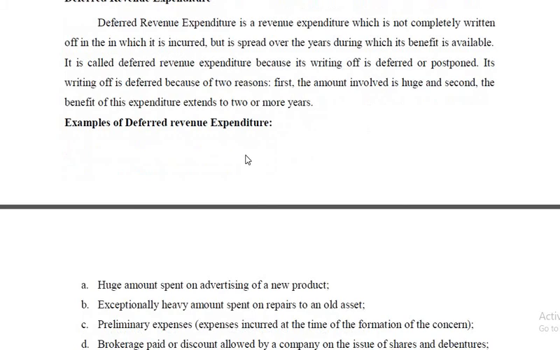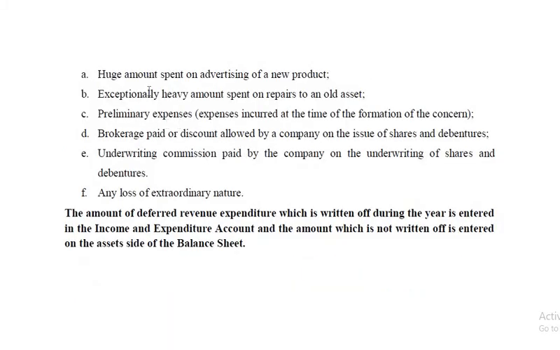Now, what are the examples for deferred revenue expenditure? Number one, huge amount spent on advertising of a new product. When you launch a new product, you incur huge amount for popularizing the product. People must come to know about the availability of the product in the market. For that, you have to spend a lot on advertisement. We call that advertisement campaign. So, in that case, if the benefit is for 5 years, the cost will be spread over 5 years.